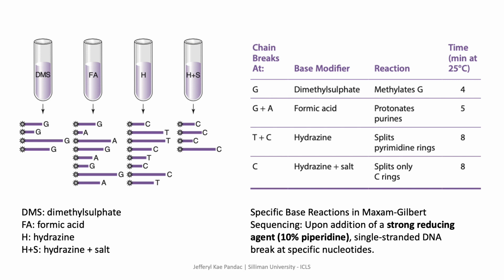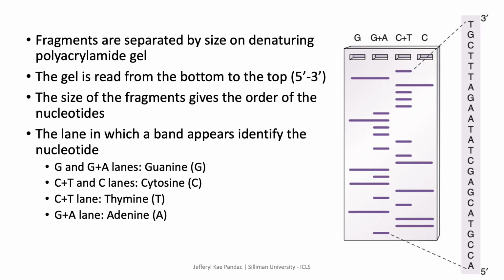Upon addition of a strong reducing agent, such as 10% piperidine, the single-stranded DNA would break at specific nucleotides, as shown in the table on the right of the slide. After the reactions, the fragments were separated by size on a denaturing polyacrylamide gel. On the right is a figure that shows a sample of Maxam-Gilbert sequencing results.